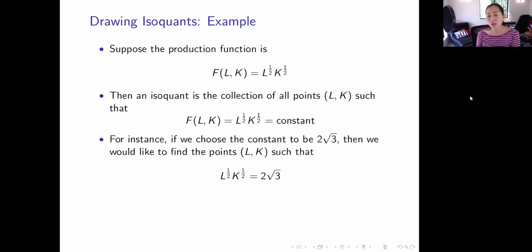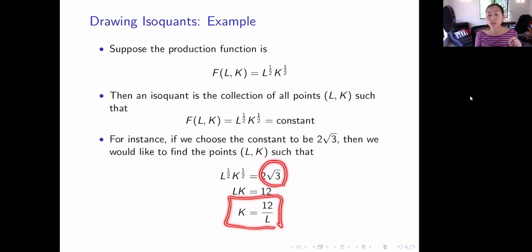For instance, if we choose the constant to be 2 times the square root of 3, right? Then we can rearrange. So we can start with this production function is equal to this units of output, which is 2 times the square root of 3. Then we square both left and right hand side of the equation. We have LK equal to 12 or K equal to 12 divided by L. And this is called the isoquant equation, right? That gives us the output equal to 2 times square root of 3.